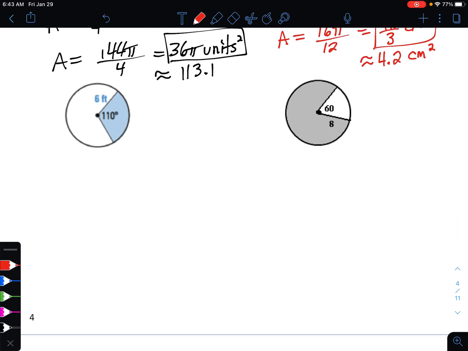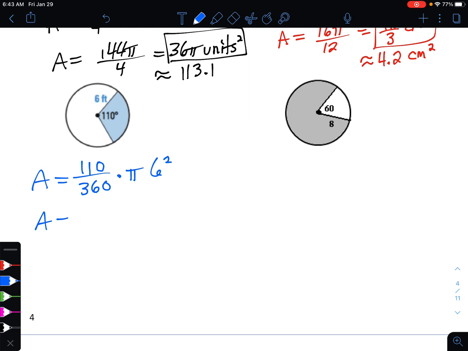All right, let's take a look at 2 more examples, and then that should be it for us today. All right, so in this next example, and remember, formula stays the same. You're taking your angle, which is 110, divided by the entire circle, so 360, multiplied by pi r squared, so pi, and then 6 squared.